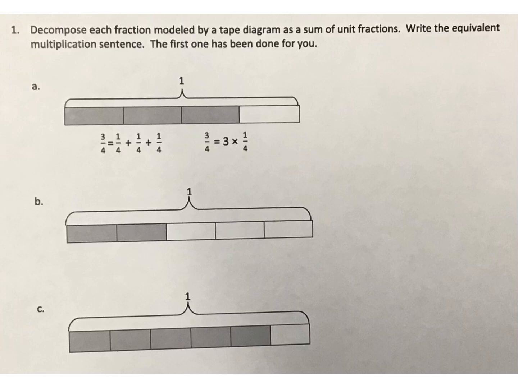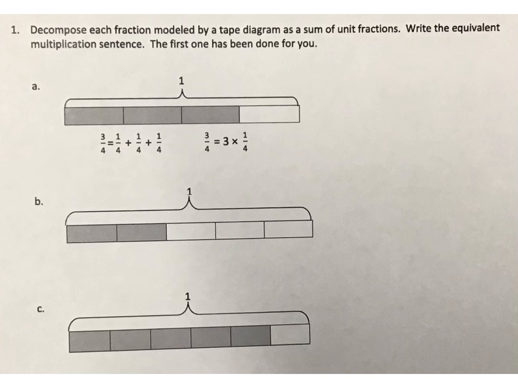So we're up to Module 5, Lesson 3, and here we're going to deal with a little bit about multiplication. So what it says here is to look at the diagram, the tape diagram, as the sum of unit fractions, and then write a multiplication sentence. The first one is done for you.